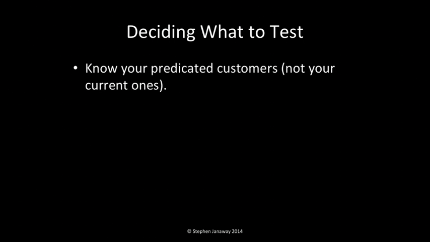So how do you decide what to test? That's the key thing. You can't test everything. So the key thing, as touched on earlier, is to know your predicted customers and your current ones. So not just your current ones, but have an idea of who you think your predicted customers are. Talk to your product owner. They should know. There should be somebody in your business who knows. Make friends with your UX people.